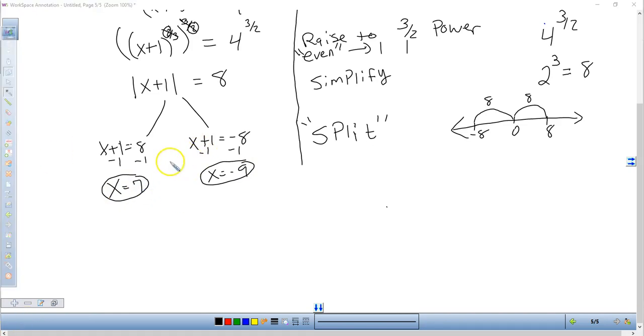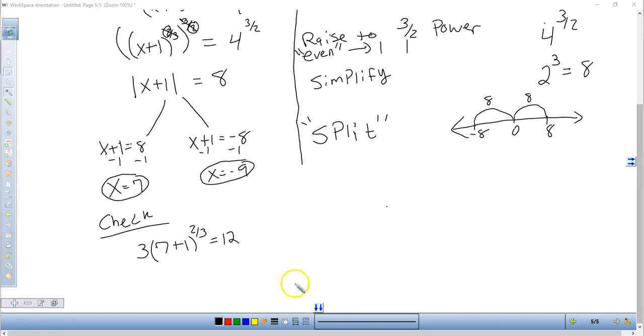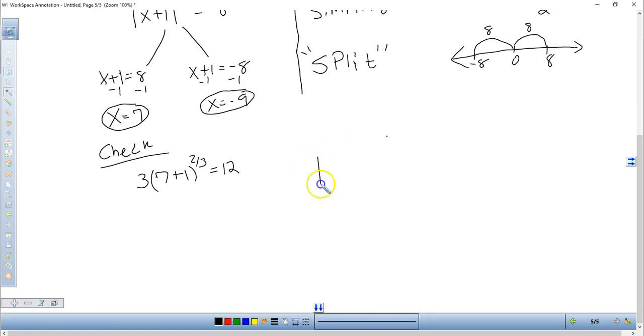Okay, now that I know these, I need to do a check just to make sure we have the right answer. So we have the original equation, 3 times x plus 1 to the 2/3 power equals 12. I'm going to plug in my 7: 3 times 7 plus 1 to the 2/3 power has to equal 12. At the same time, I need to try 3 times negative 9 plus 1 to the 2/3 power is 12. So I need to check both of these.